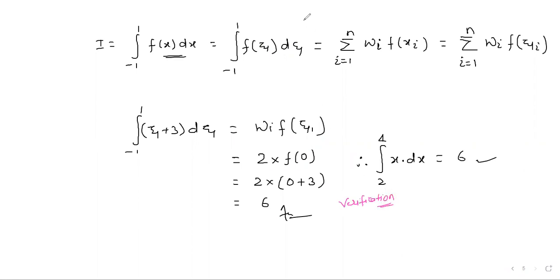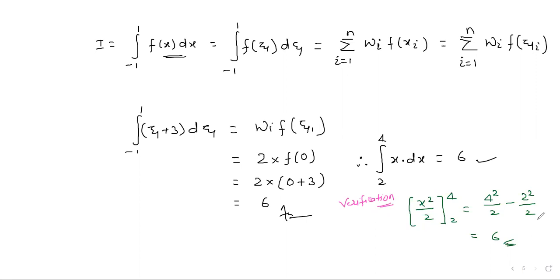How will you verify? Just see, very simple. Integration of x dx will be x squared by 2. Upper limit is 4, lower limit is 2. So in place of x, we put 4: 4 squared upon 2, minus the lower limit, 2 squared upon 2. Solve it and you will end up with the value. 4 squared is 16 by 2, that is 8. 2 squared is 4, 4 by 2 is 2. 8 minus 2 is 6. That's it. The same value we are getting.